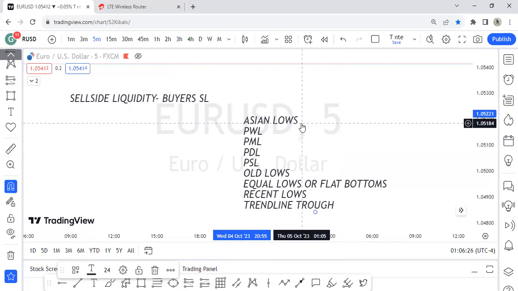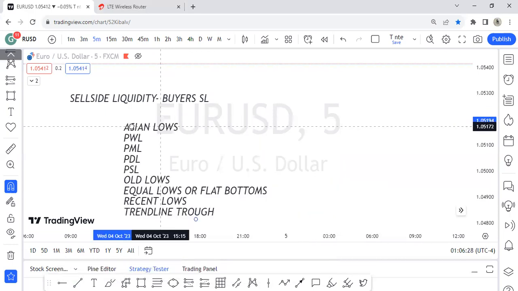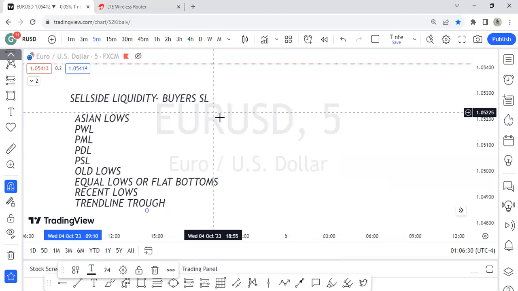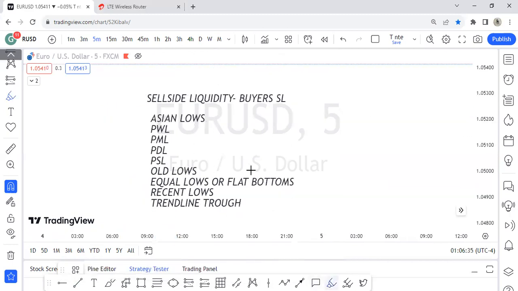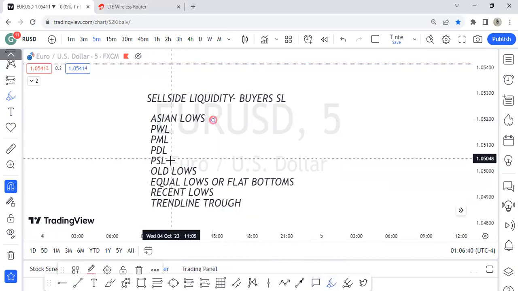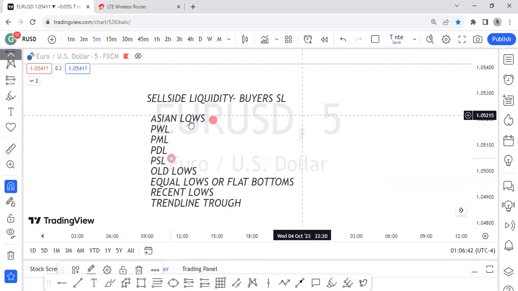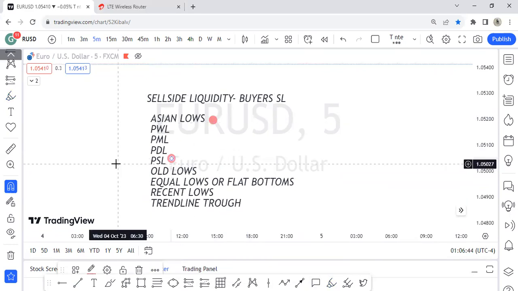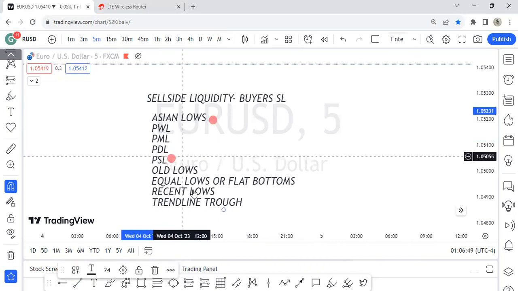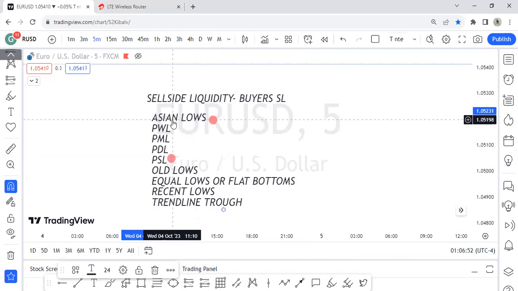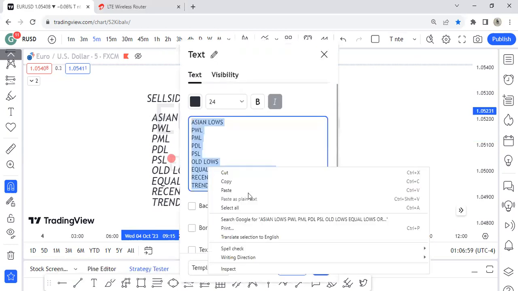So let's start with it. We have already explained this thing before with the buy side, so we won't really be talking too much about it. I said that this Asian one is time based, and the session one is time based too. So these are the two time based types of liquidity here. The Asian lows and the previous session are time based, while other ones are just chart based. Let me just copy this as well so in case it disappears.